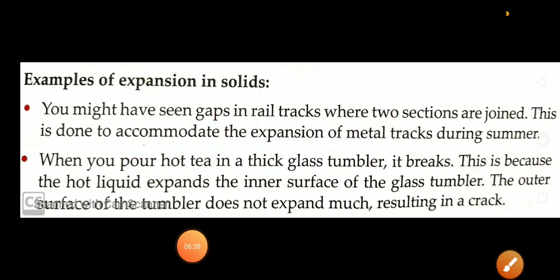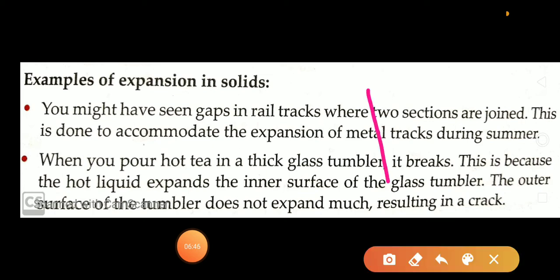The next example is when you pour hot tea in a thick glass tumbler. Suppose this is your glass tumbler. Now it is a thick one, its glass is thick. Then what happens? When you pour tea in it, the heat of that tea will transfer to the glass wall. Now because it is a little thick, the inner wall of the glass will expand but the outer one does not expand. Due to that, pressure builds up from the inside and your tumbler cracks. Getting this? Okay.